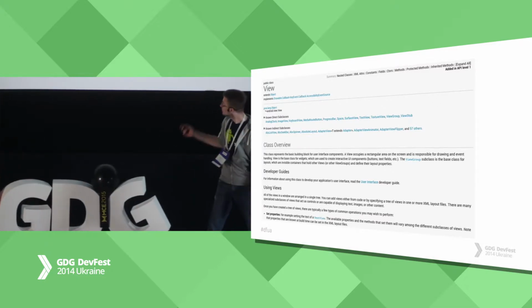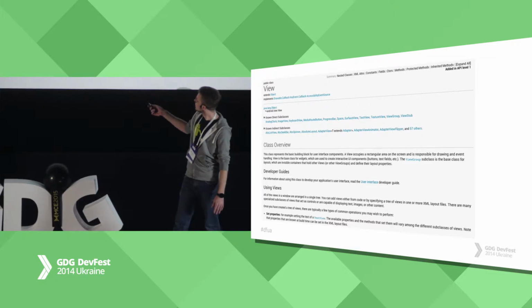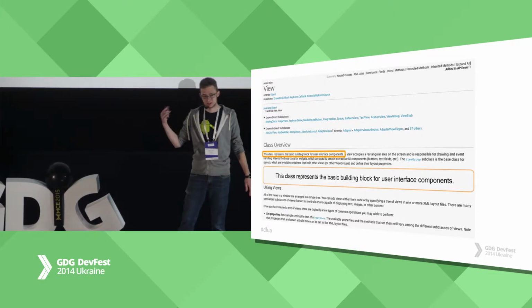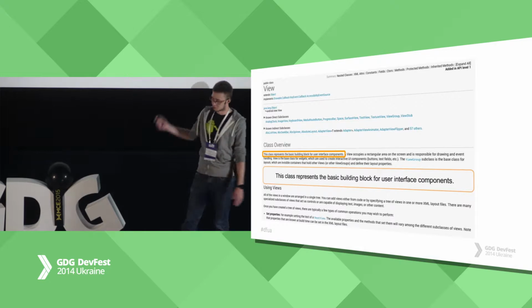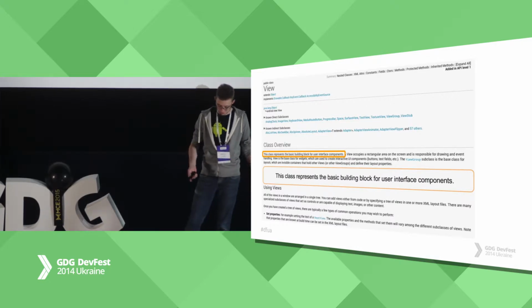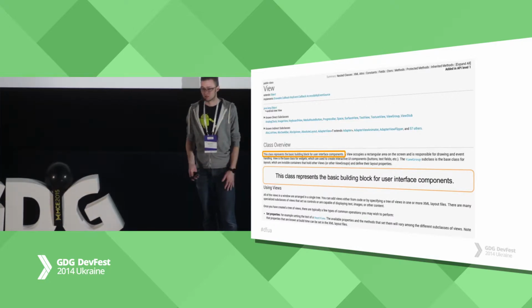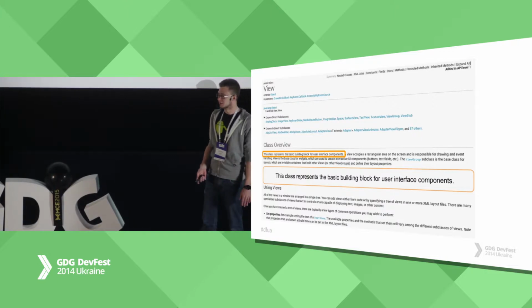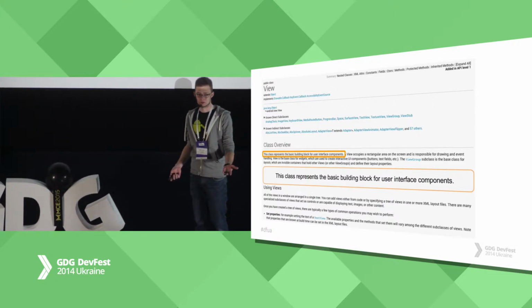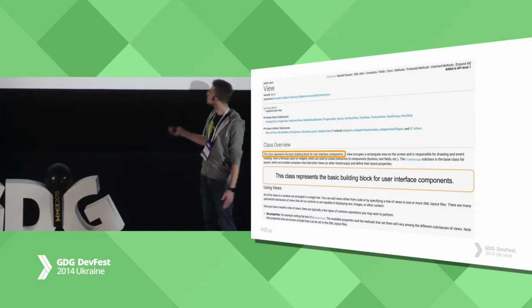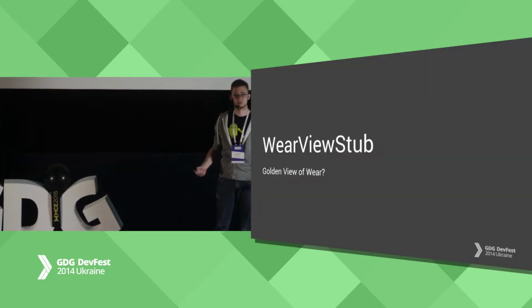What is it? The sentence is probably the most important one from all that definition. So it's the building block of our app. So using the view, we display information to the user. So it's our way to basically do anything and react to touches and so on.